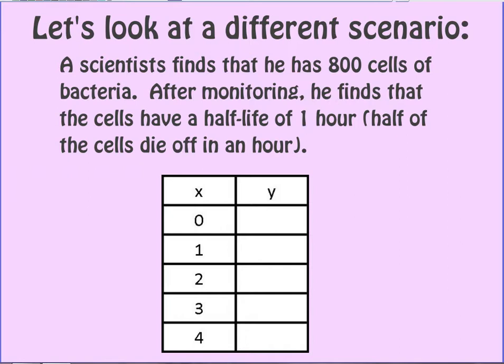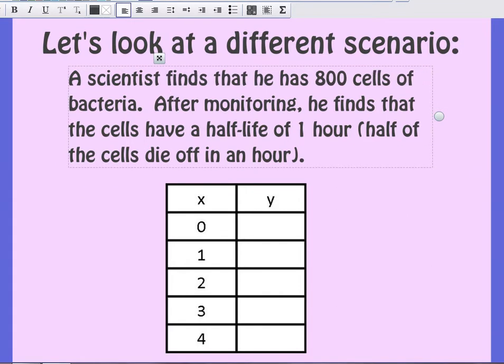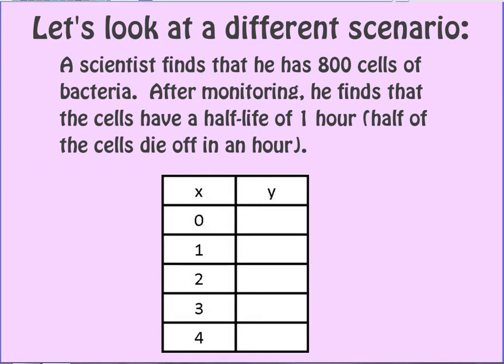Here's a different scenario. We have a scientist that's looking at cells, right? He found out that he had 800 cells of bacteria. After quite a while of monitoring, he found out that his cells have a half-life of 1 hour. Half-life means that half of the cells are dying off within that hour. So we're going to take a look at that in our graph.